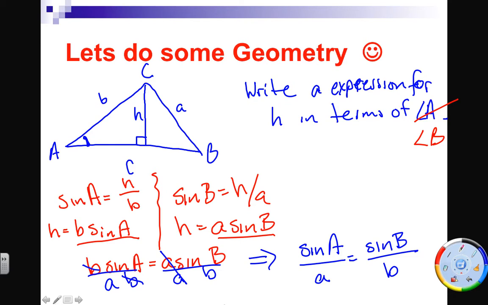Well, I didn't tell you what we were doing, but we were actually creating the law of sines. This is part of the law of sines, so I'm going to move into the law of sines itself.